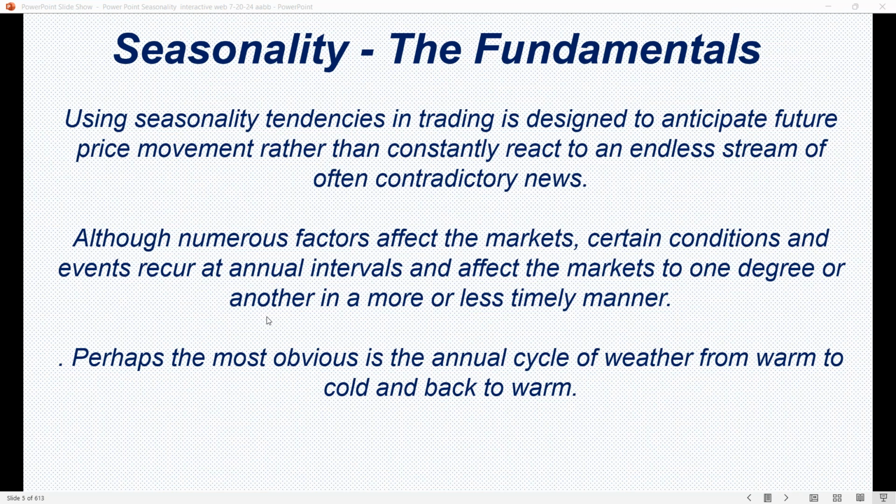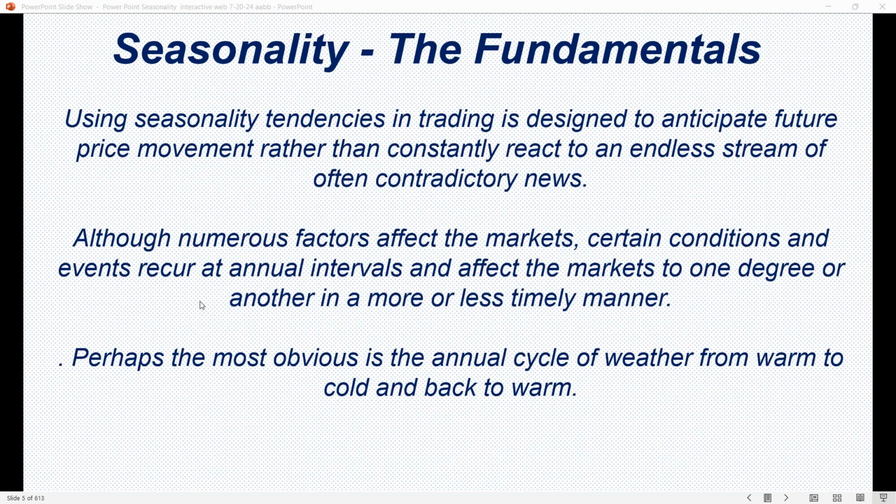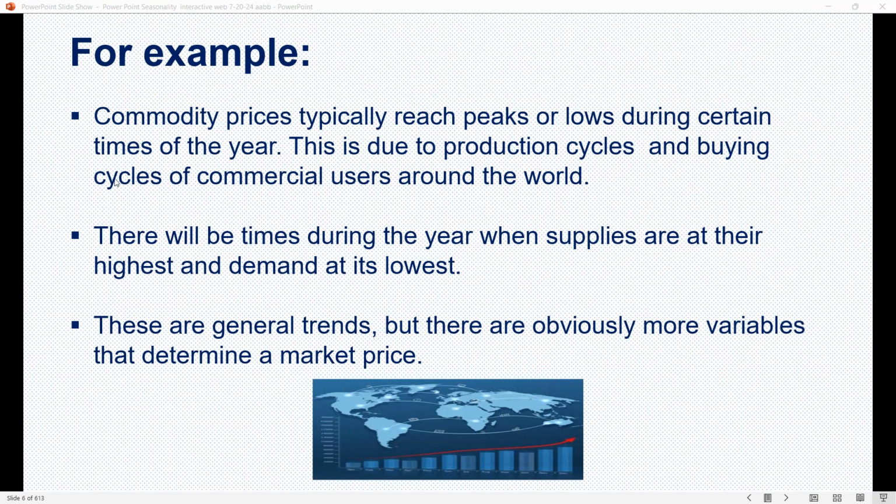Everybody understands that. Now, in commodities, we can look at trading commodities with a lot of seasonality. Commodity prices typically reach peaks and lows during certain times of the year. Again, this is primarily due to production cycles and buying cycles of commercial users around the world. So it happens in a lot of different things. In the chip industry, you name it, there's some kind of cycle that will go on. So there'll be times during the year when supplies are at their highest and demand is at the lowest.